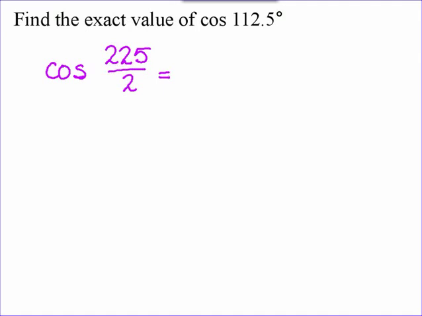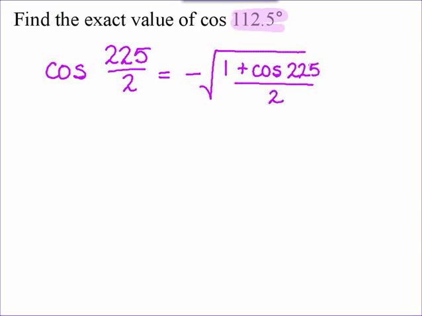So now what I need to think about is I need to look at this angle right here, 112.5. What quadrant is that in? Quadrant 2. In quadrant 2, is cosine negative or is cosine positive? I think it's negative. Okay? Now, how do we know that? Remember, you got that little chart. If you remember, you can look back on that. And so here I've got 1 plus cosine of 225, and I'm going to divide that by 2.